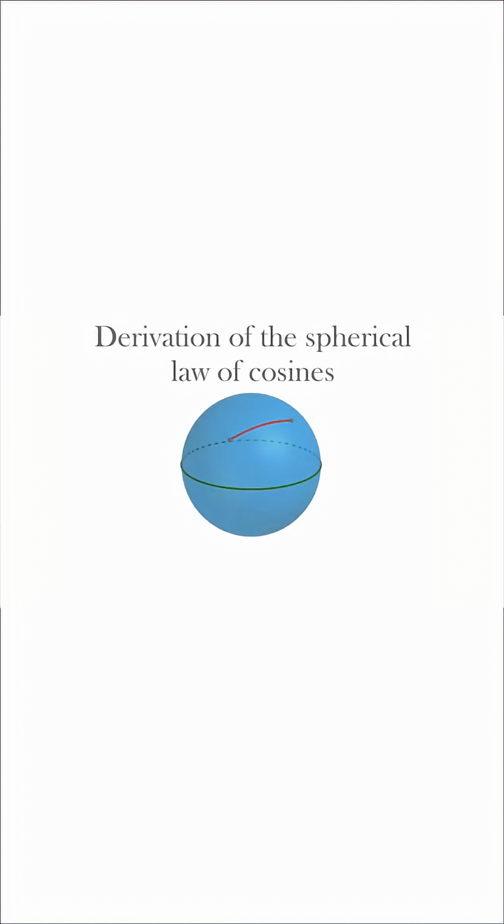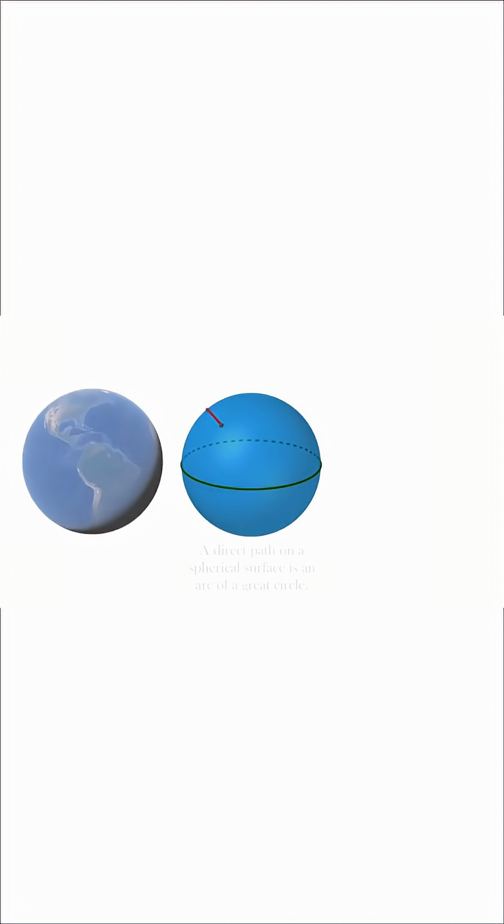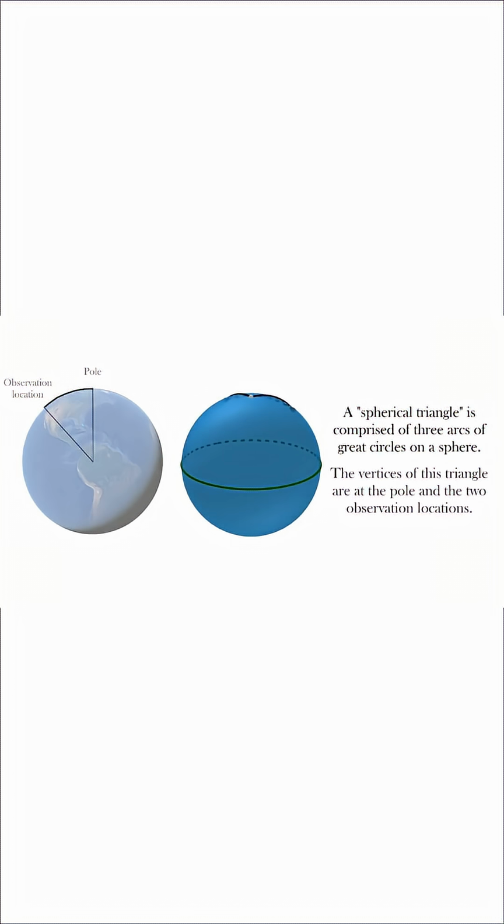The spherical law of cosines can be derived as follows. A straight path on a spherical surface follows a great circle, which is a circle with the same diameter as the sphere. That means that the sides of a spherical triangle are circular arcs, not line segments. The vertices of our spherical triangle are a pole and our two observation locations. The sides connecting each observation location to the pole are the complements of their latitudes.